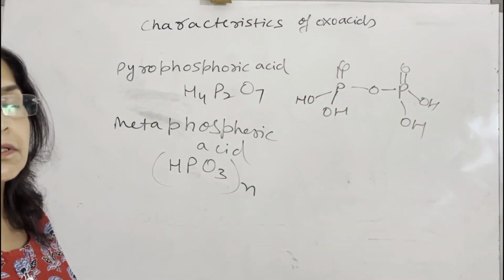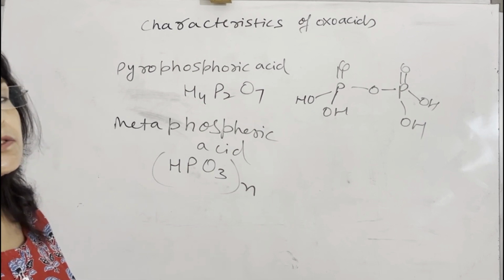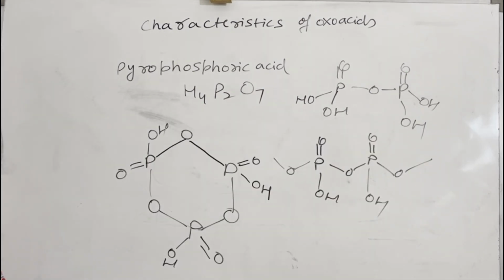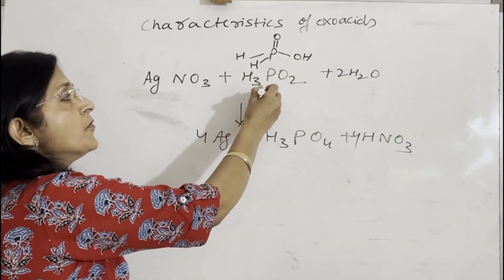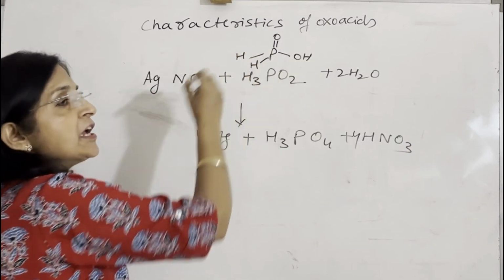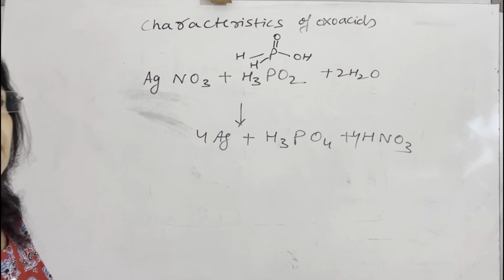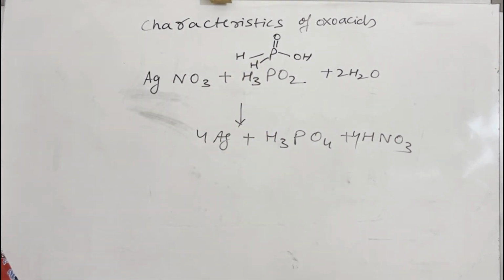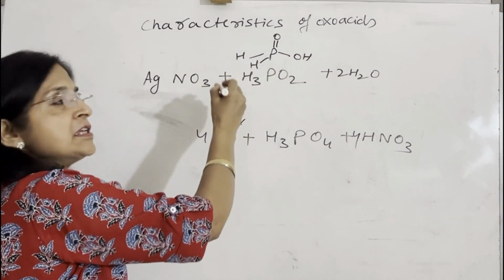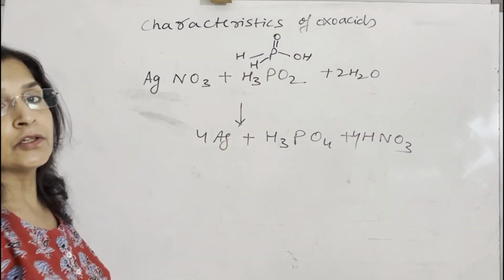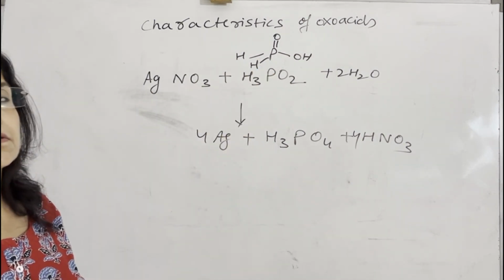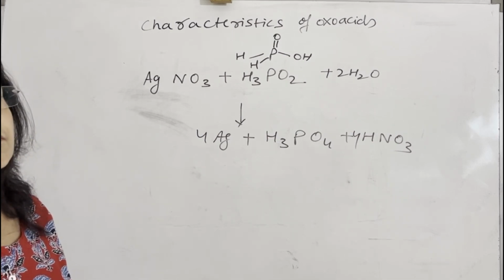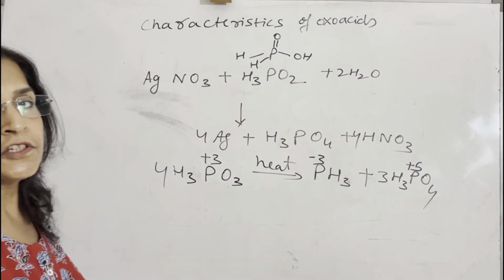Metaphosphoric acid exists in polymeric form, in cyclic form also and in chain form also. This is the chain form. This is the cyclic form. In this reaction, hypophosphorus acid has 2 PH bonds. So अभी characteristics में मैंने बताया था, the oxo acid having PH bond have reducing characteristics. It acts as a reducing agent and reduces silver nitrate to silver. The oxo acids in +3 oxidation state undergo disproportionation reaction. This is the disproportionation reaction.